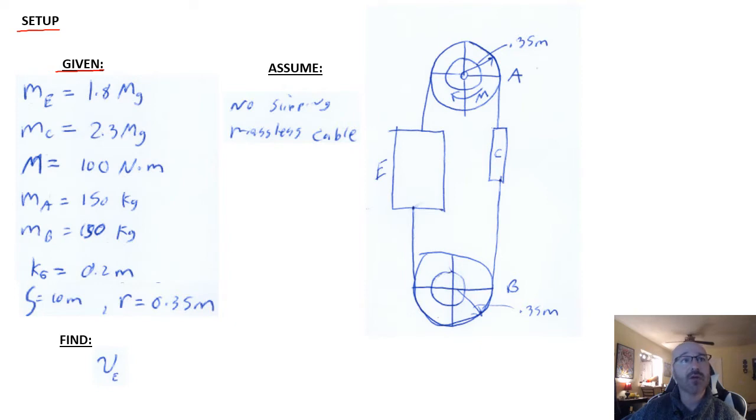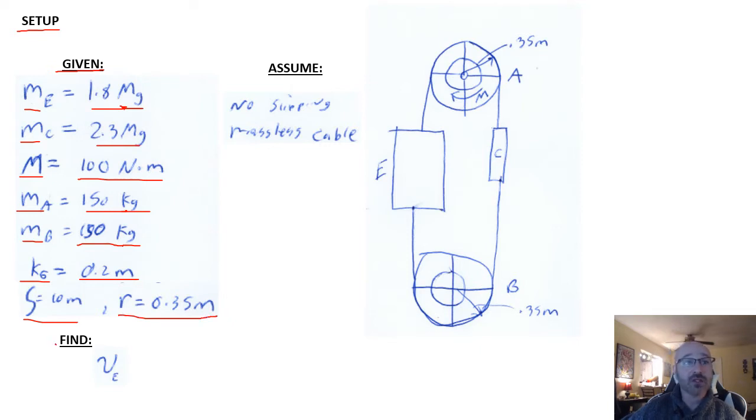So we see here we have our M sub E given to us as 1.8 megagrams, our M sub C as 2.3 megagrams, our moment M as 100 Newton meters, our mass of A is 150 kilograms, and our mass of B as 150 kilograms. Again, pay attention to our units, megagrams or kilograms, and make sure when we plug in we're using the right units and do the conversion correctly. Our radius of gyration is 0.2 meters, our distance S is equal to 10 meters, and our radius is 0.35 meters.